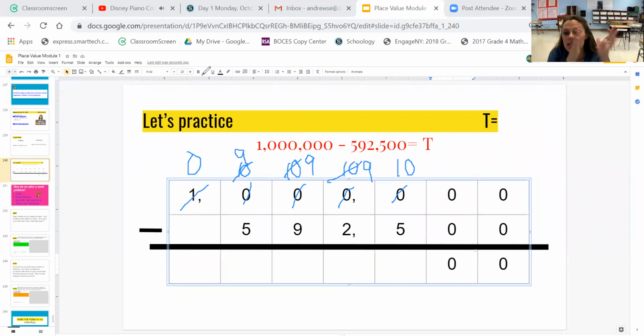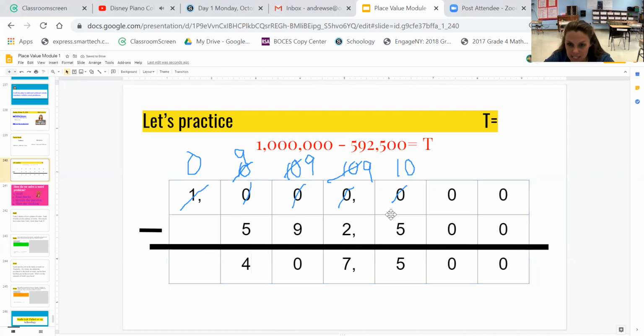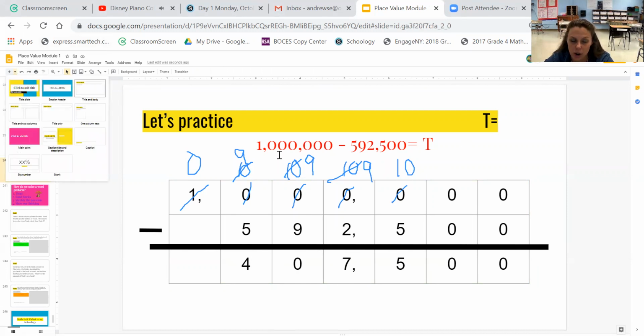So we have to go place value by place value, okay? So now I can do 10 minus 5, which we know is 5, 9 minus 2, which we know is 7, 9 minus 9 is 0, and 9 minus 5 is 4. Now, we have a value of t as 407,500. Last week, we learned 2 different strategies to check our work.